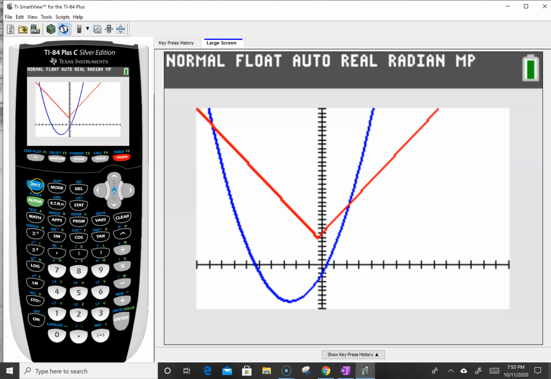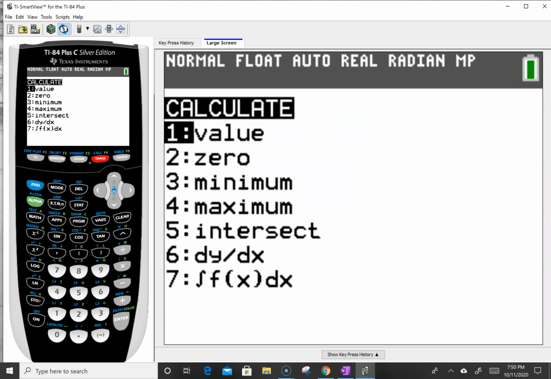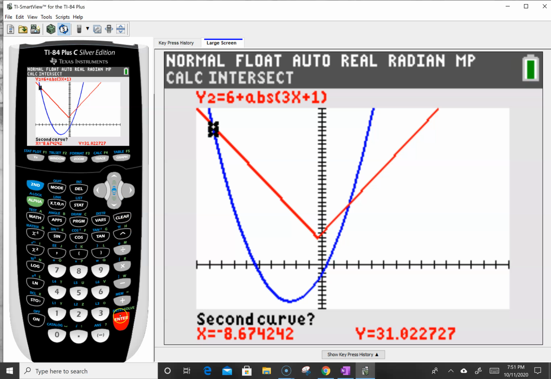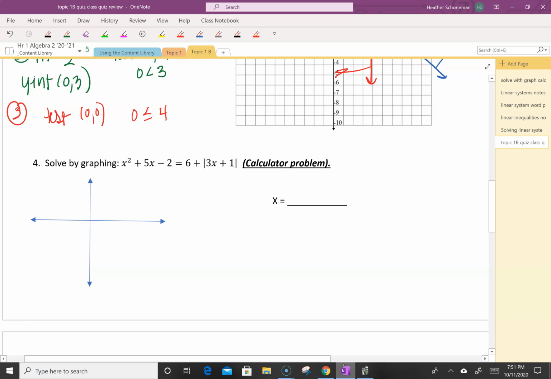All right, so I'm going to do second, calculate. And I want option 5, intersection. So I'm going to move my cursor all the way around. All the way around. Keep going. Oops. That's pretty close. Hit enter 1, 2, 3 times. And my intersection is negative 8.795. So I'm going to go back to my notes.